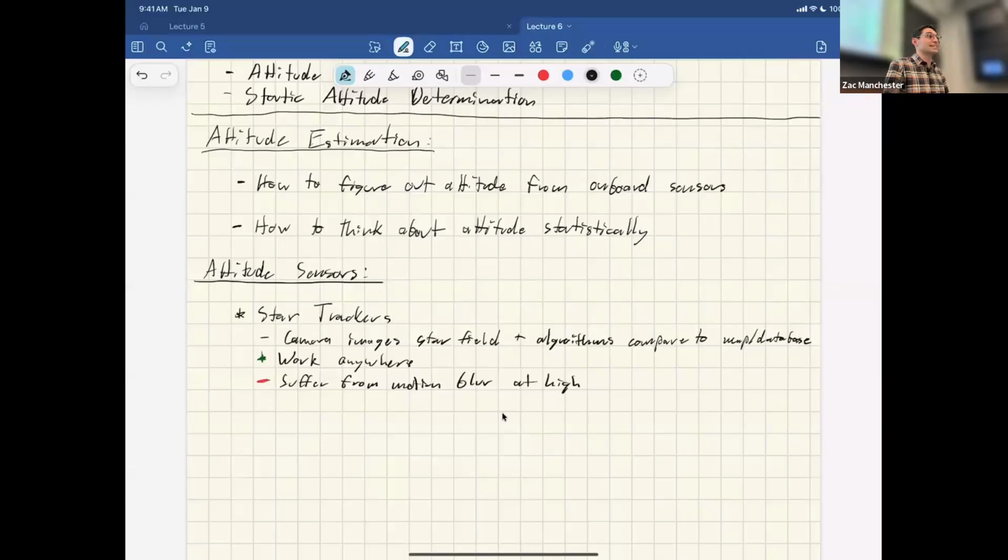Sometimes there are actually algorithms that can take advantage of that. They can look at the streaks of the stars and from that infer your angular rate to some degree. So there are algorithms that can use it, but it's usually more of an annoyance than a help.